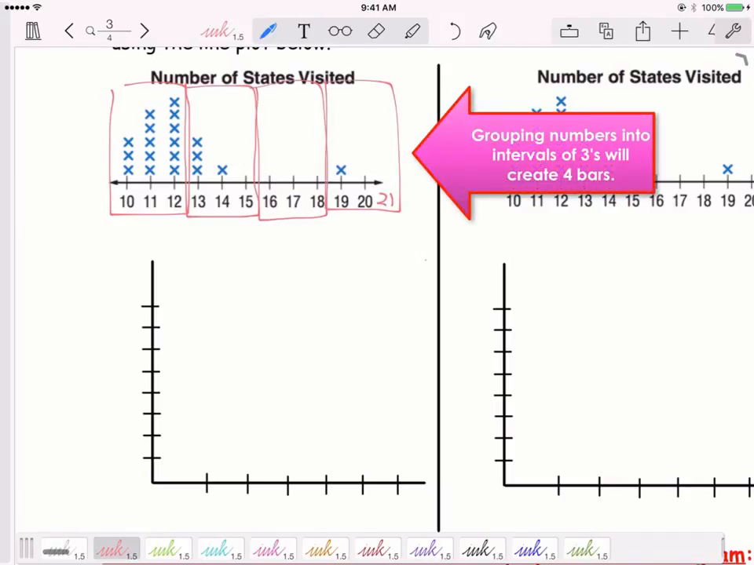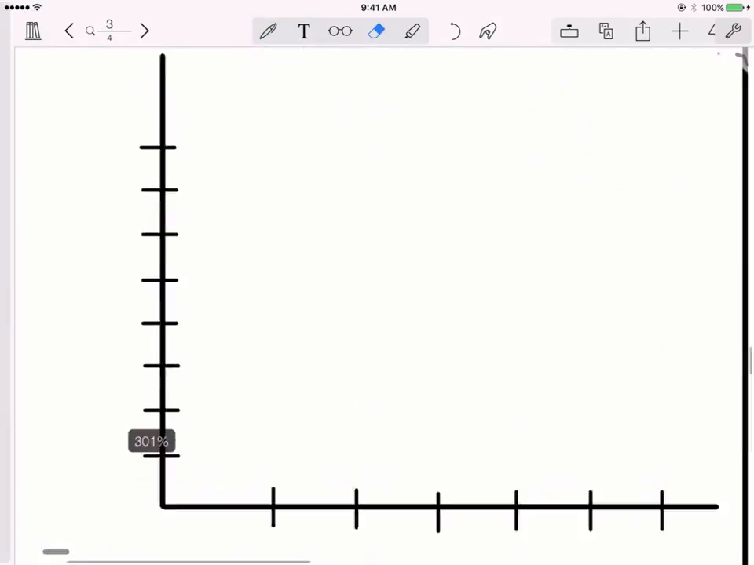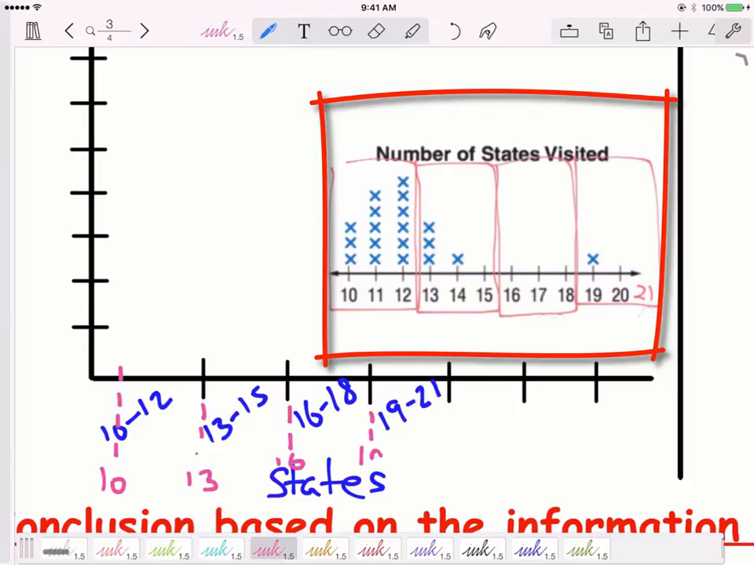For this grouping, there will only be 4 bars, which is okay as long as it shows the distribution of the data. For this histogram, the title will be as above, which is the number of states visited. The x-axis represents the number of states with the intervals of 10 to 12, 13 to 15, 16 to 18, and 19 to 21, or it can be listed using the beginning of each interval, which are 10, 13, 16, 19, and we ended with 22, which is the beginning of the next interval not listed.